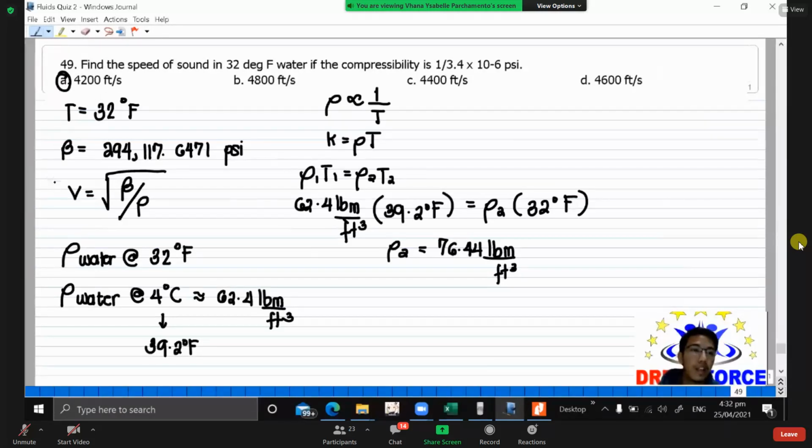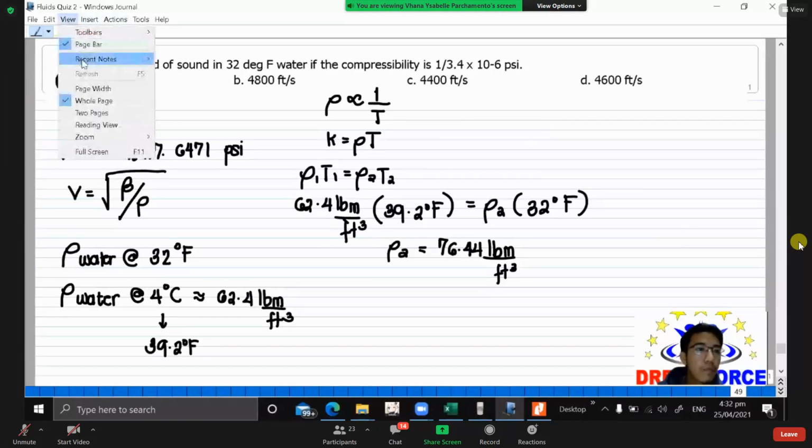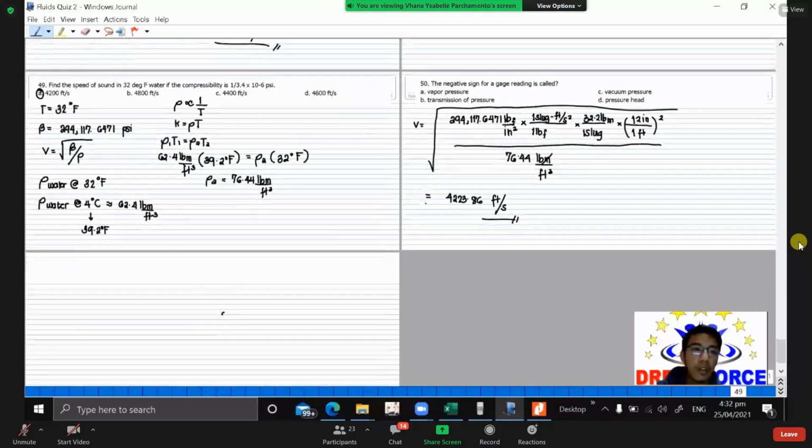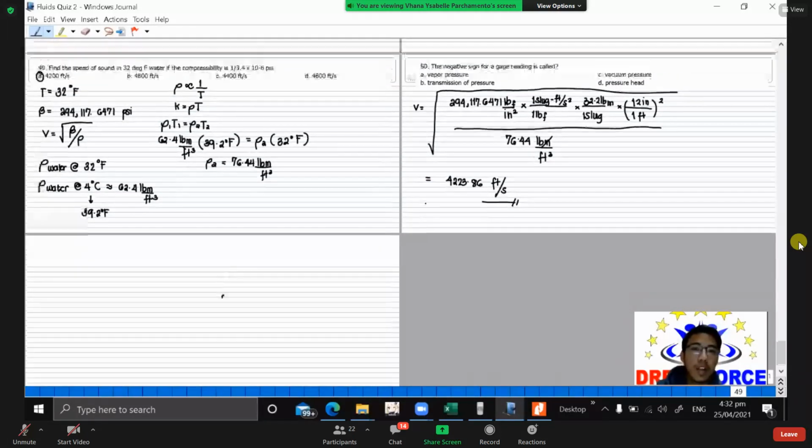Yan. So screenshot nyo na lang to. Ito yung first part natin. Kung saan tayo nag-derive. Ito yung second part. Ayan. Para makita ng buo. Okay, and last for number 50, the negative sign for a gauge reading is called, syempre, vacuum pressure. So we have letter C.